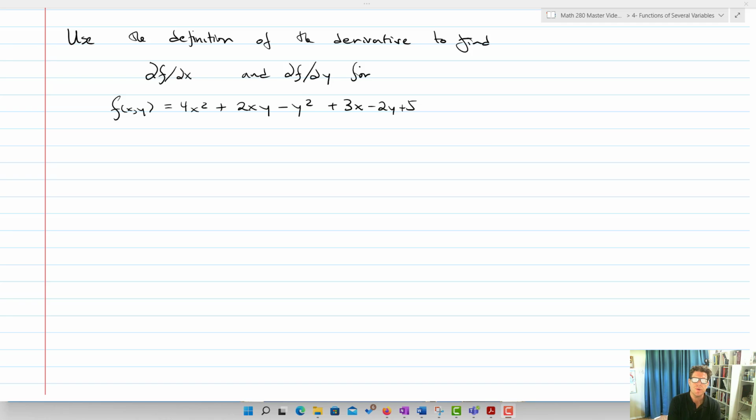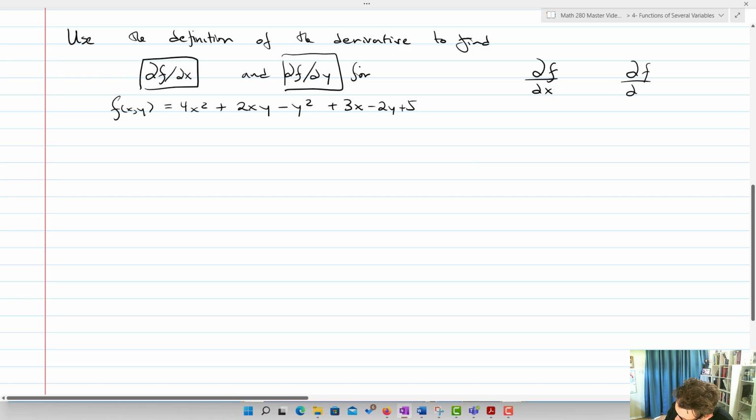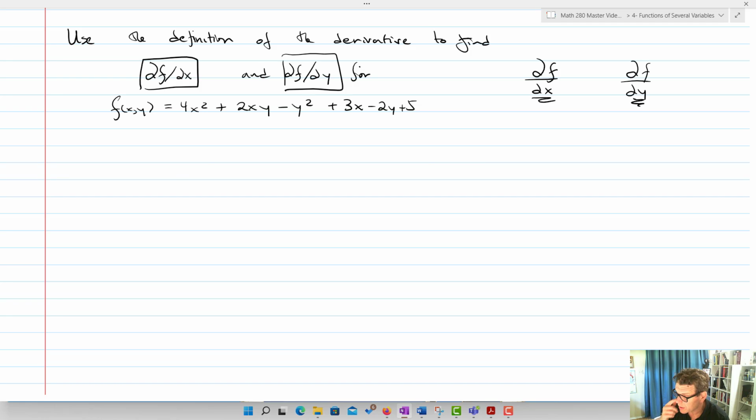So let's use that definition of the derivative to find, and I want to note the notation here, this df dx, df dy. Notice it's not actually a d, it's this curvy d, and then df dy. Notice derivatives with respect to different independent variables. So, a notation difference. And we're going to use the definition of the derivative to find these two for f of x, y equals 4x squared plus 2xy minus y squared plus 3x minus 2y plus 5.